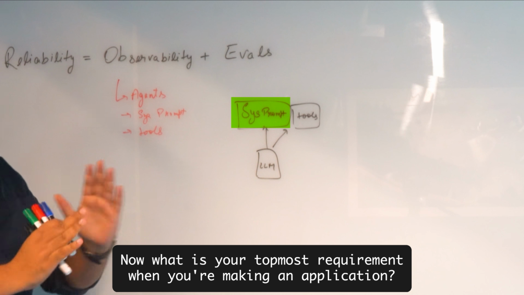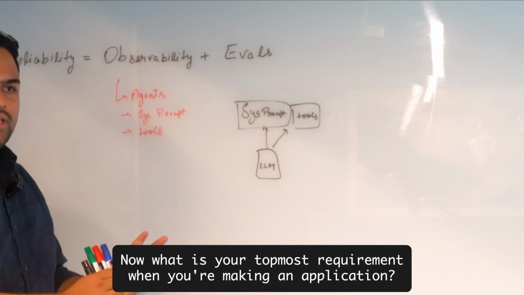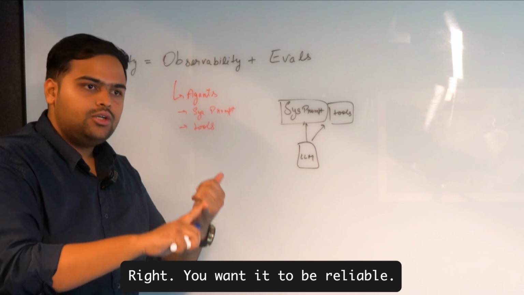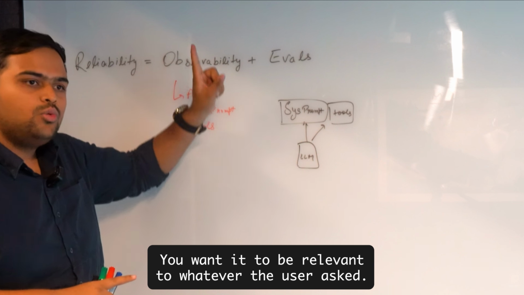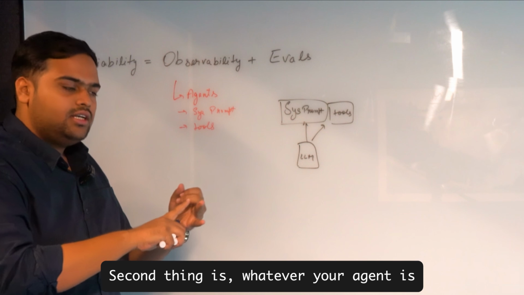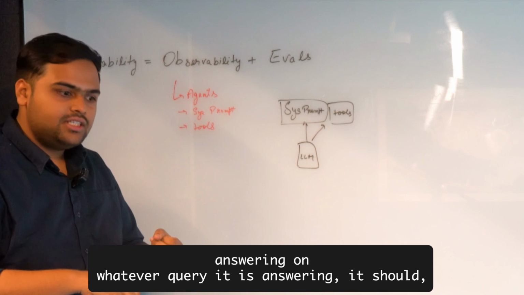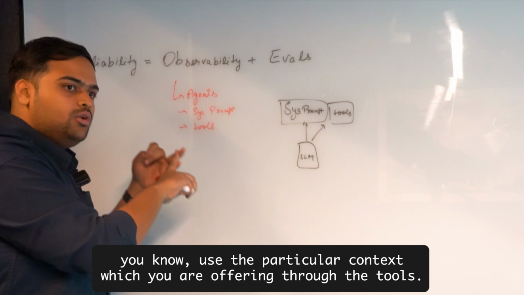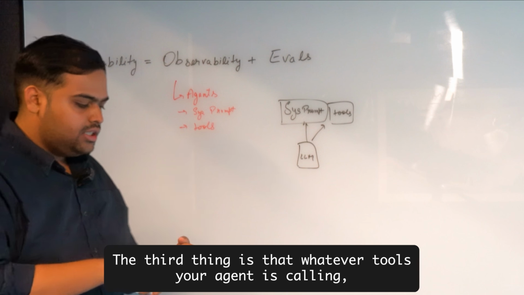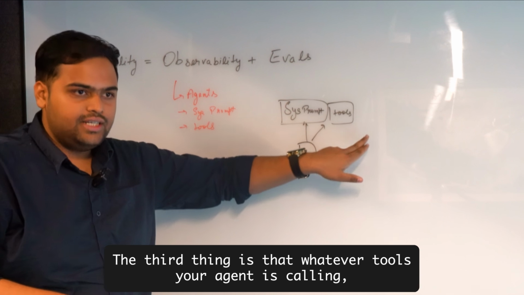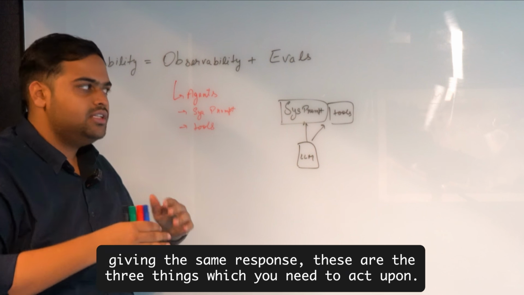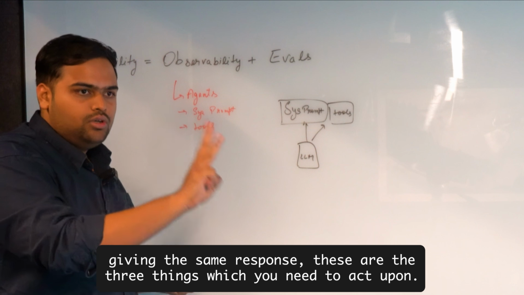Now, what is your topmost requirement when you are making an application? It is that the output coming out of your agent is correct, right? You want it to be reliable. You want it to be relevant to whatever the user asked. Second thing is, whatever query your agent is answering, it should use the particular context which you are offering through the tools. This also ensures reliability. The third thing is that whatever tools your agent is calling, it is not calling them again and again despite giving the correct answers or the same response. These are the three things which you need to get upon.